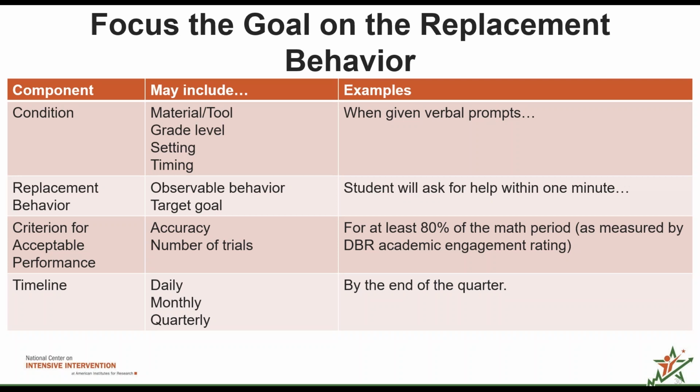So we want to identify that condition, right? For example, when given verbal prompts, what is the replacement behavior that we want the student to engage in? Well, we want the student to ask for help within 1 minute. We want to then define some criterion for acceptable performance, and then the timeline for that as well. So that gives you a snapshot of why it's so important to focus in on that replacement behavior specifically.